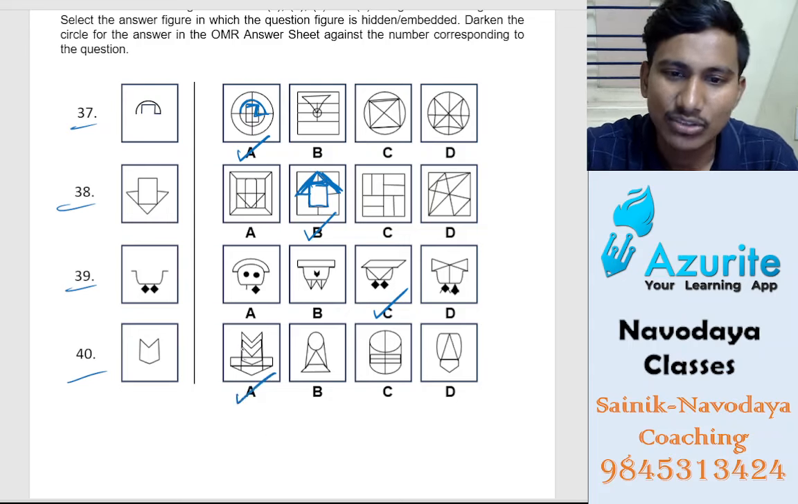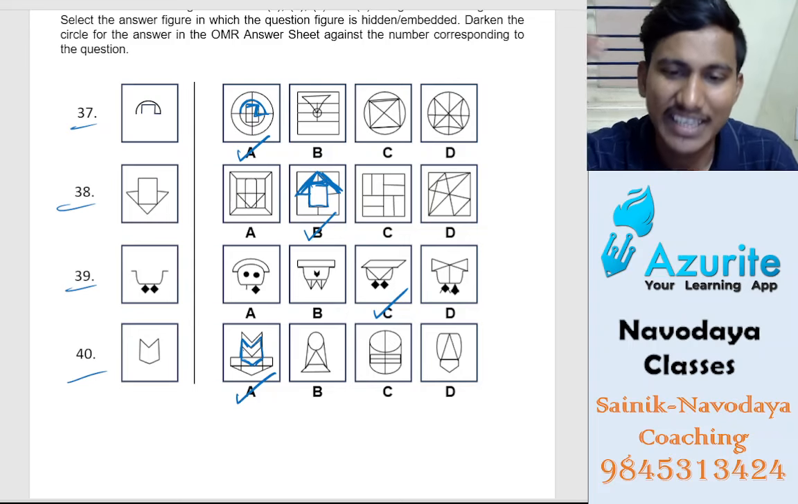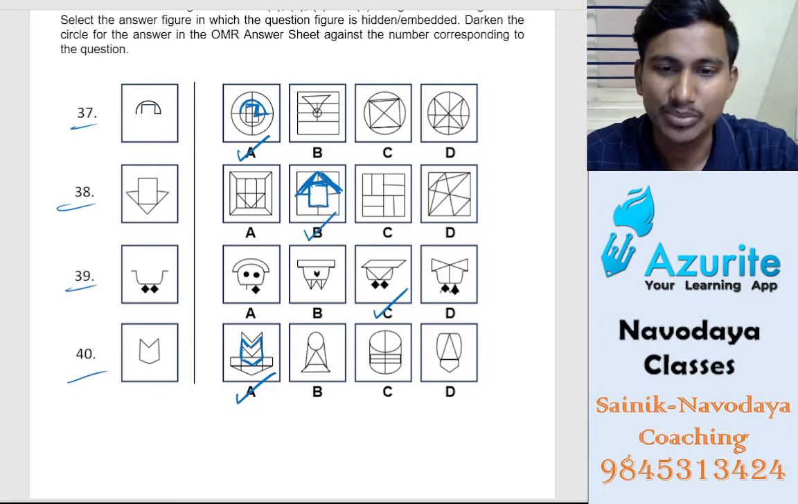So if you see here, you can easily get that. So here it is option B. Yes, option B is the answer here. Sorry, option A is the answer. So that is there in option A.